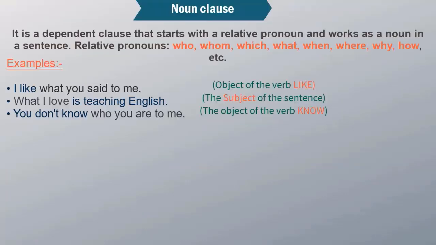Now let us understand what is a noun clause. Guys, we are doing this to understand the transformation. You might already know these topics, right?